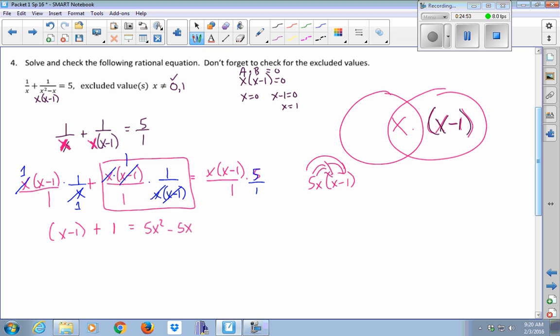Any questions so far? Anything at all? How am I going to go from here? Anybody want to help me with this? What would you do next? Right, so I can drop the parentheses on the left side, right? They're not doing me any good. That becomes a 0. My -1 plus 1, those are opposite. So I get x equals 5x squared minus 5x. Yep. Anything else? Now what am I going to do?